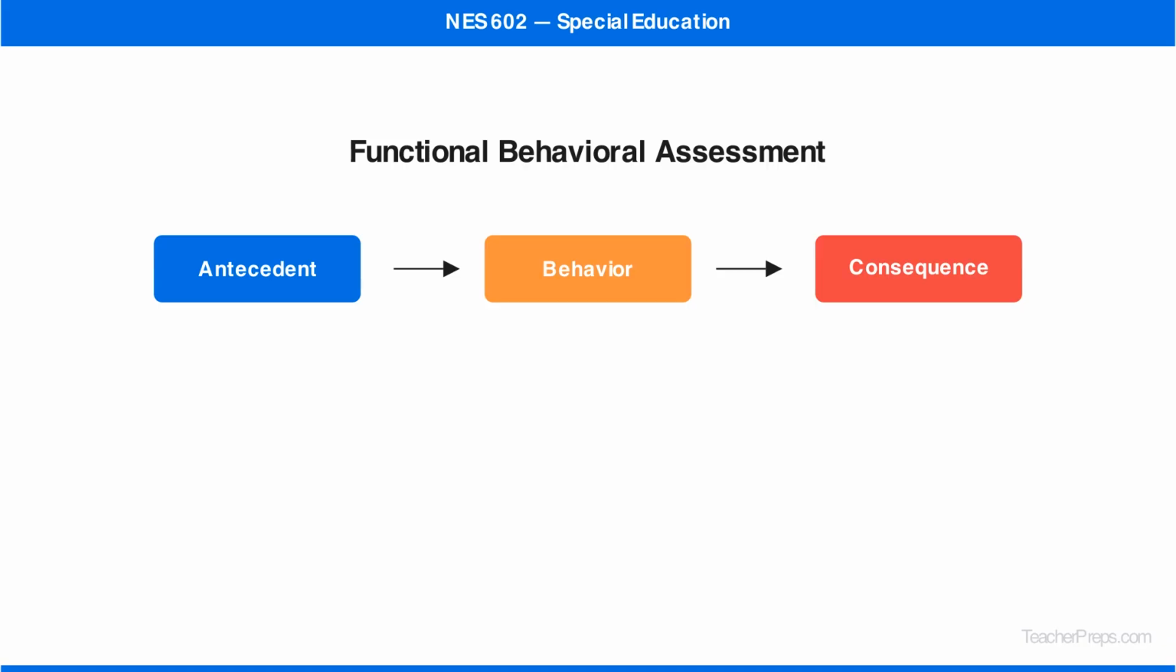The core method is ABC recording. Antecedent is what happened immediately before the behavior. Behavior is the observable action, and consequence is what happened after. All behavior serves a function.